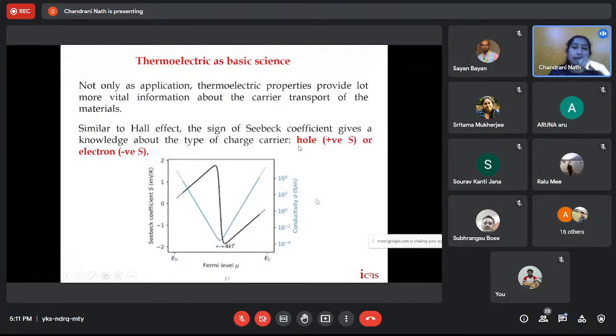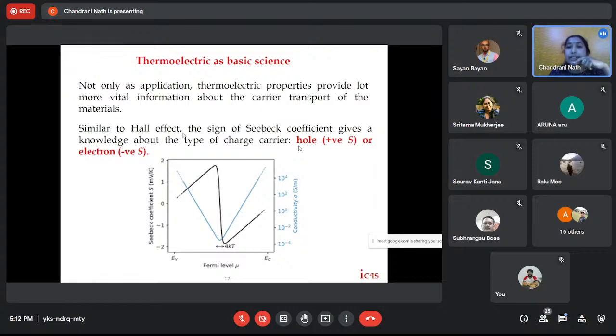As I have already told in the beginning, thermoelectrics is important not only as an application but also as basic science. It helps us to know the mechanism involved in carrier transport, as well as what type of carriers are contributing toward the Seebeck or thermoelectric property. Similar to the Hall effect, as we all know, the Hall effect gives us the nature of carriers, either a hole or an electron.